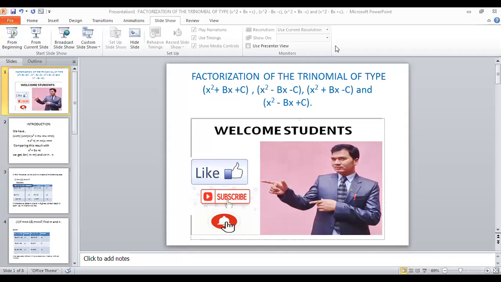In algebra, I am going to teach you factorization of trinomials of type x square plus bx plus c, x square minus bx minus c, x square plus bx minus c, x square minus bx plus c. In this type of trinomial, how to get the value of b and c. Okay, that is going to be taught today.